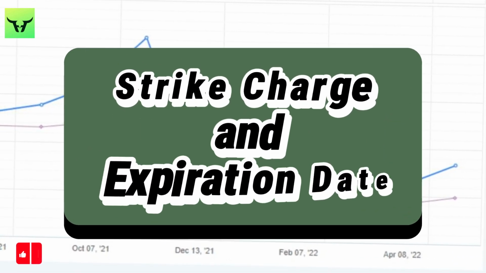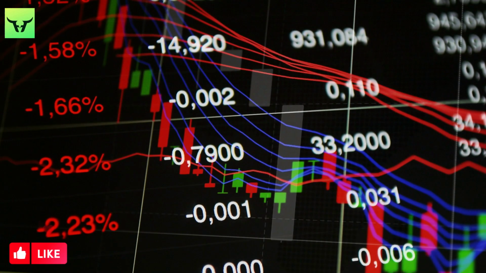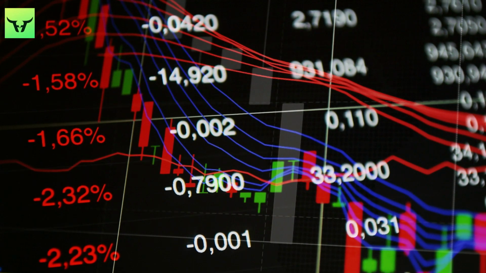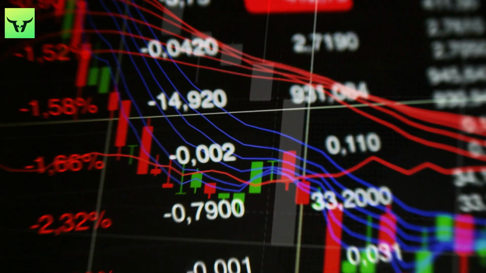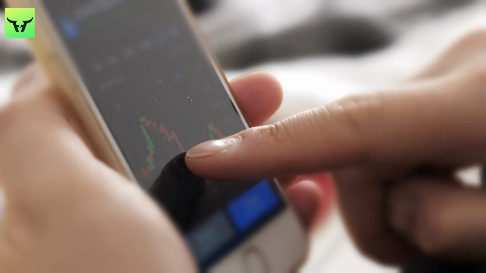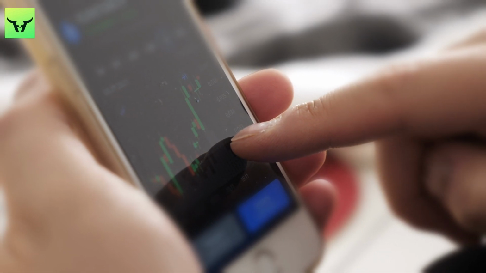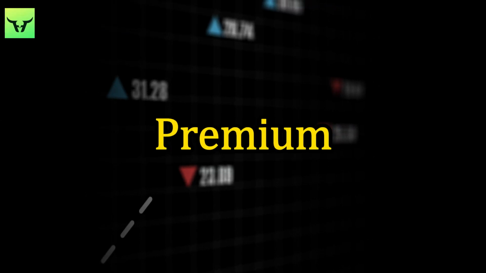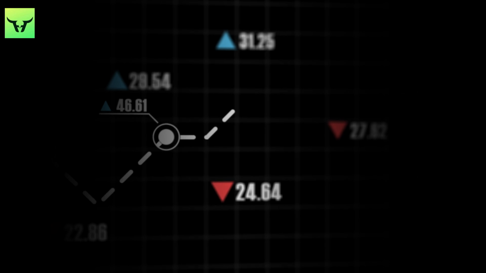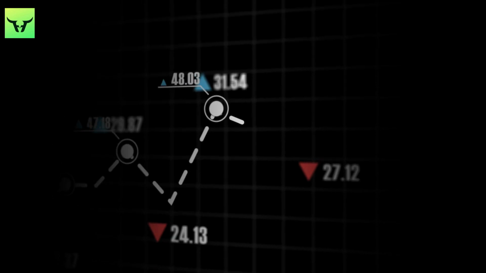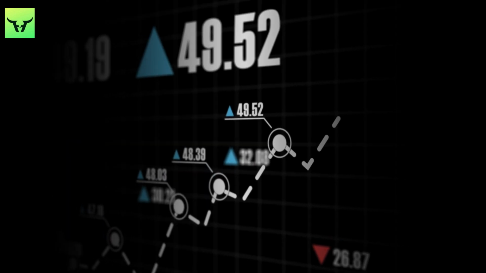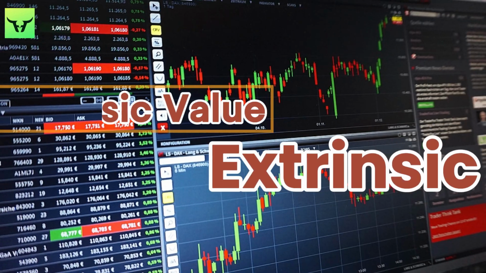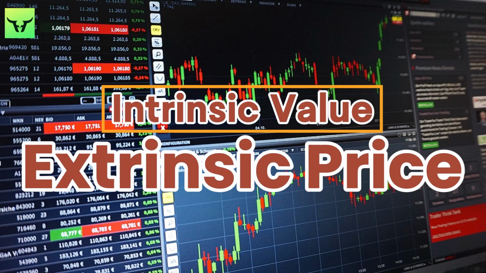Strike price and expiration date. That predetermined price stated above is what's known as a strike price. Traders have until an option contract's expiration date to exercise the option at its strike price. Premium. The price to buy an option is called a premium, and it's calculated based on the underlying security's price and values.